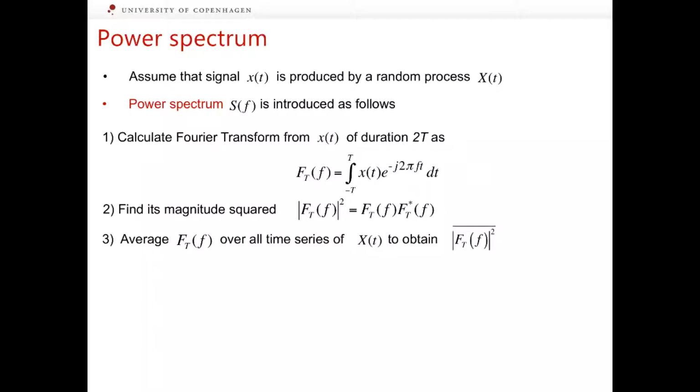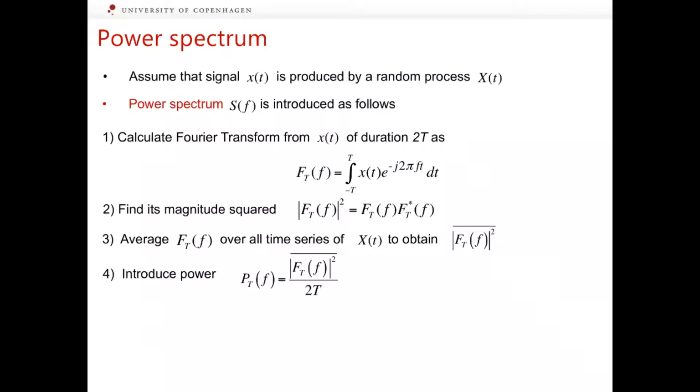Thirdly, assuming that we can record all possible realizations of the given random process, we do the same with every realization. After that, we average all squared moduli of the finite time Fourier transforms over the full ensemble of realizations. We obtain the energy of oscillations of the given process at the given frequency during the finite observation time.